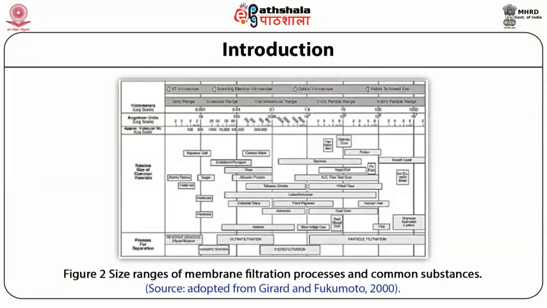Figure 2 shows the size ranges of membrane filtration processes and common substances. In this figure, we can see at the bottom what the size range of these filtration processes is, and which different substances fall in each range, like particle filtration. This is able to separate the particles which are visible to the naked eye, or maybe seen by the optical microscope. So it mainly covers the macroparticle range and the microparticle range.